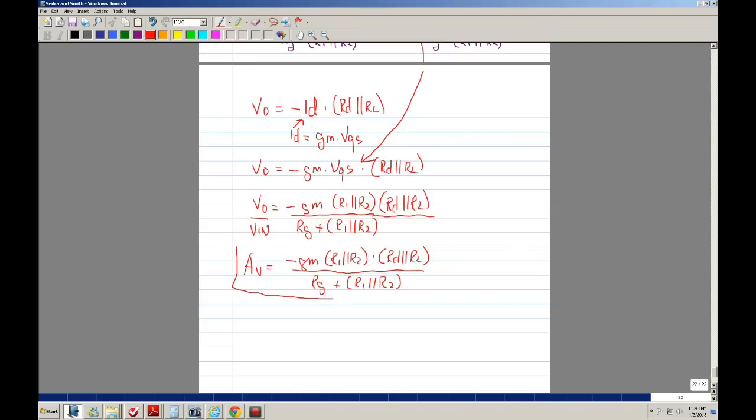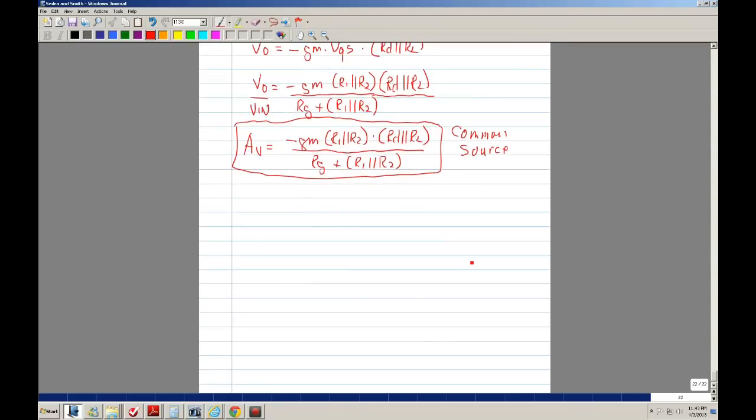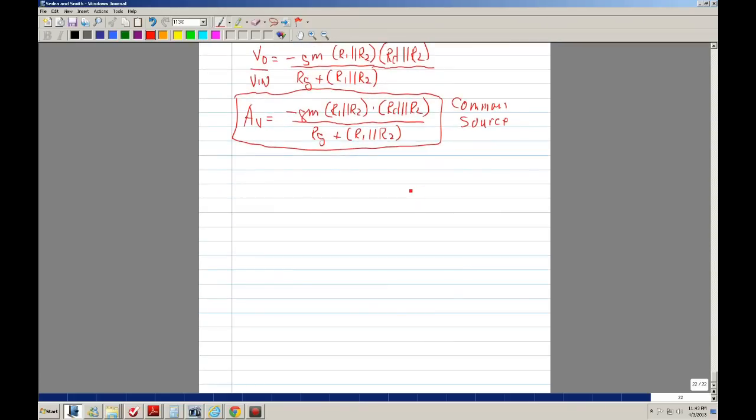So that's the derivation of a common source. Okay, so that's that. Let's go ahead and do another one.